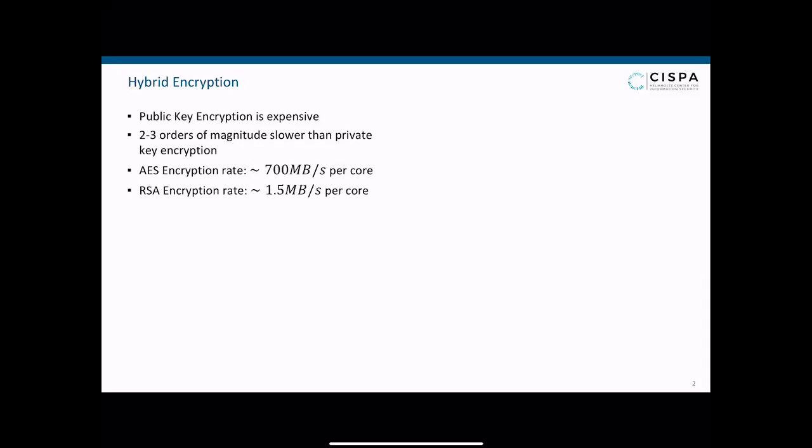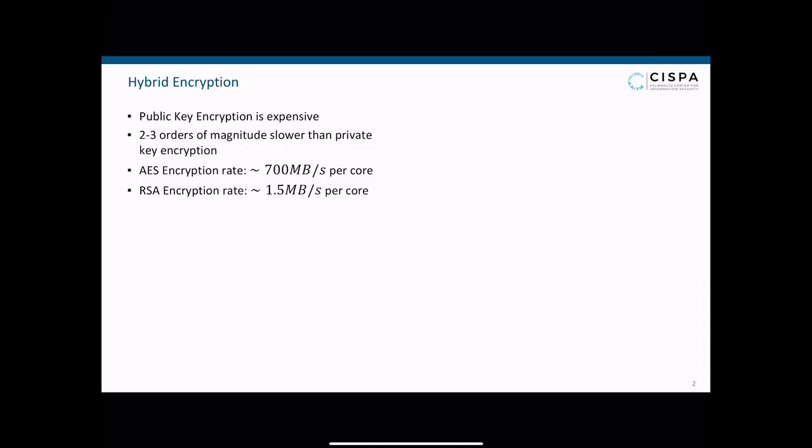On the other hand, when you compare this to RSA, say textbook RSA or Diffie-Hellman, it doesn't make a big difference. The encryption rate drops down to 1.5 megabytes per second per core. This is more than 2 orders of magnitude, right? Phrased differently, private key encryption is more than 100 times faster than public key encryption. That means, for all practical purposes, public key encryption is really, really expensive.